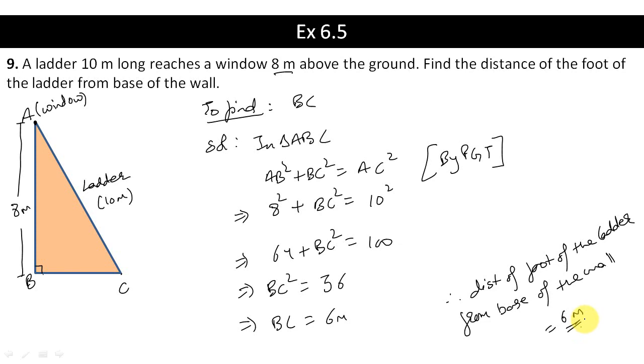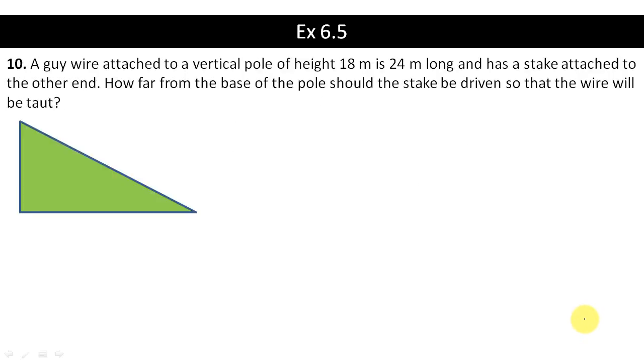Okay. Moving on to the next question. Question number 10. A guy wire attached to a vertical pole of height 18 meter. So this is a pole and the height is 18 meter. So first of all, we'll label this triangle ABC. This is a pole of height 18 meter.